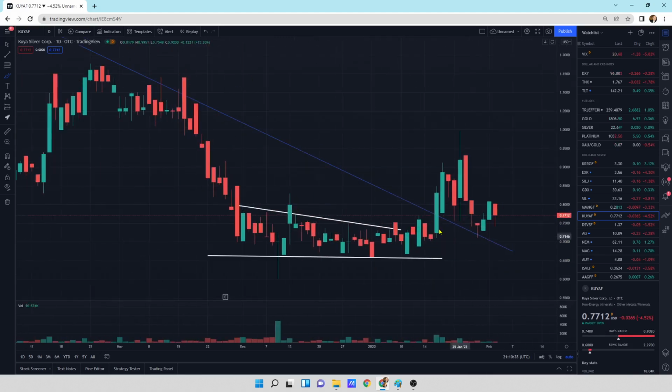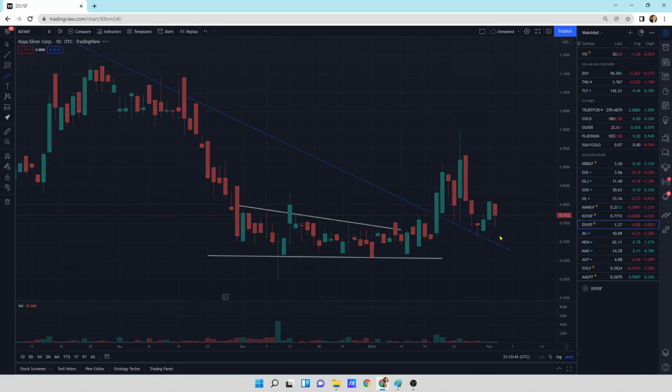Coya Silver Corporation moving on up, a retest and just moving sideways. Still looks good. Nothing too worrisome there. Still above the downtrend line.